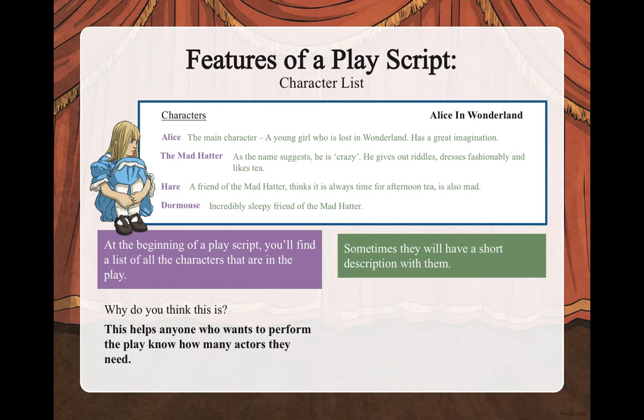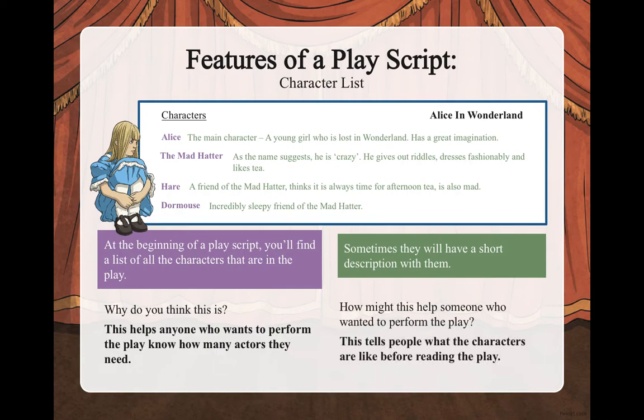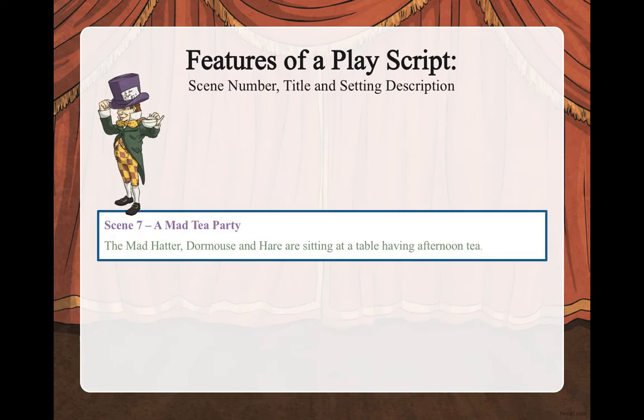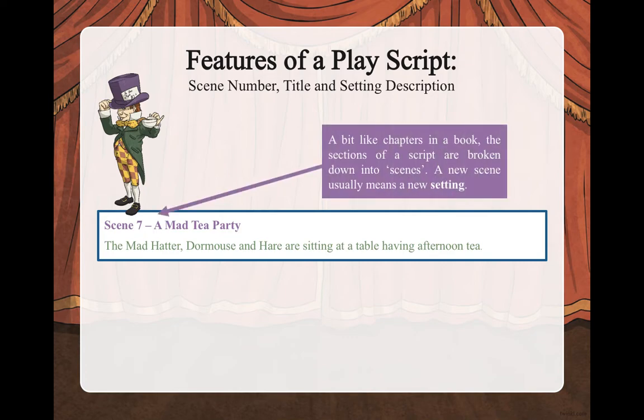Having a description of the characters gives the actors a chance to think about how they're going to portray that particular character. Let's move on to the second slide. So we have here scene number, title, and setting description. The scene number here is scene 7, and the title is A Mad Tea Party. And then there's a short description, setting description. The Mad Hatter, Dormouse, and Hare are sitting at a table having afternoon tea.